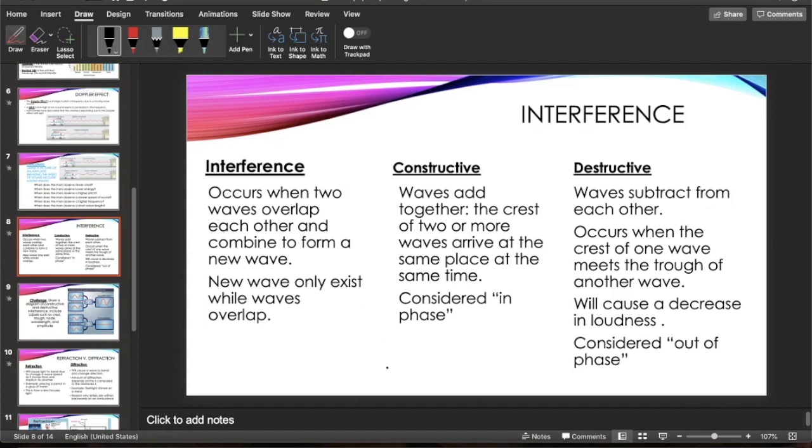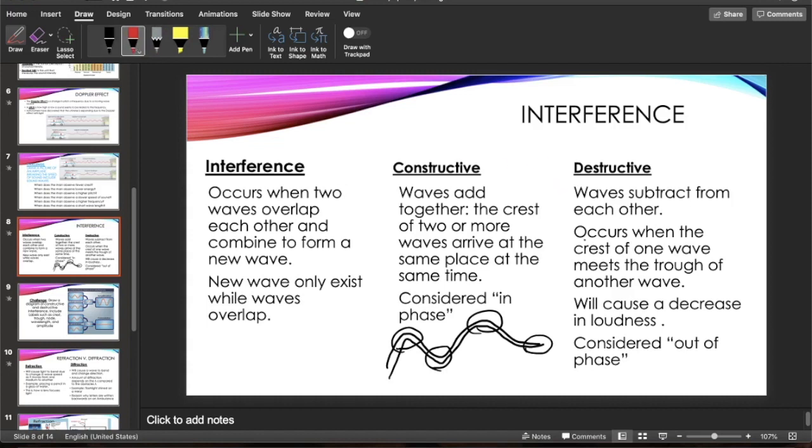A constructive wave is going to be one, that's your first wave, and then your second wave is just going to add on to that, and it's going to make that louder. That's because two crests are meeting and two troughs are meeting at the same place, so that means they're going to be in sync with each other.